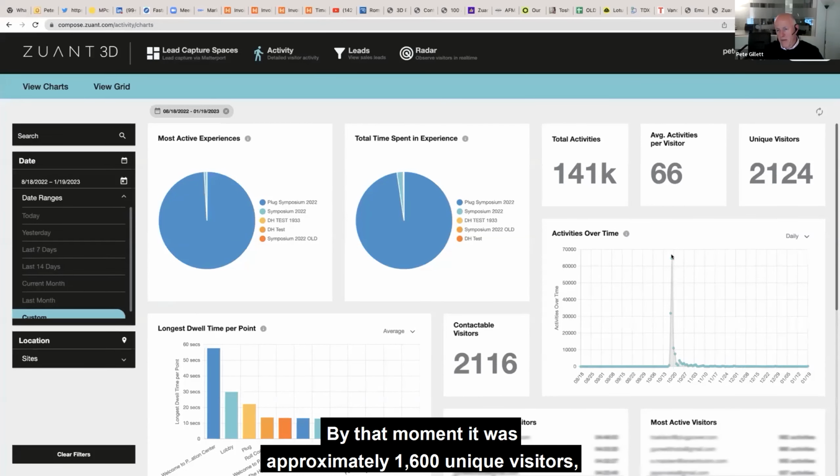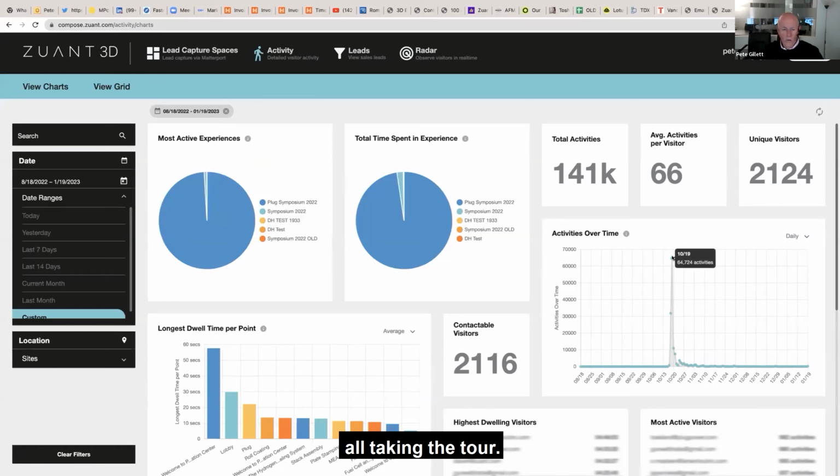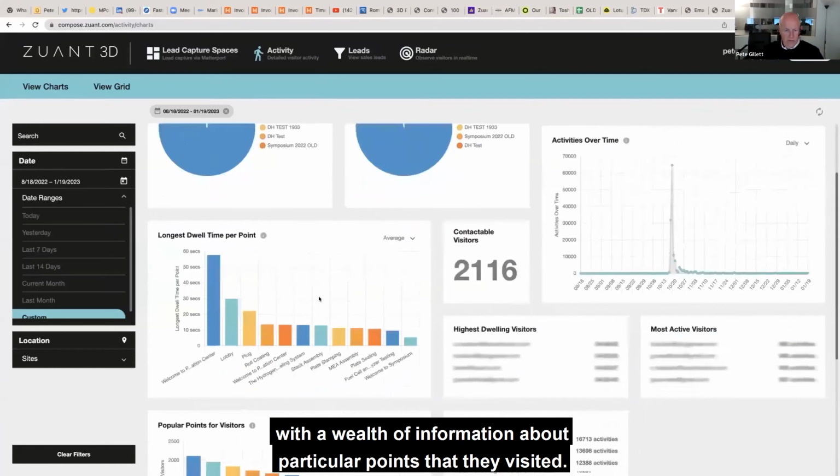By that moment, it was approximately 1,600 unique visitors, all taking the tour. And clearly they were heavily engaged, 66 activities per visitor, with a wealth of information about particular points that they visited.